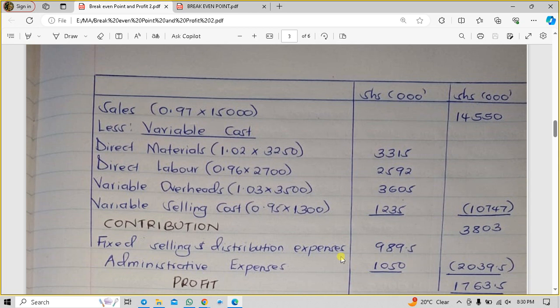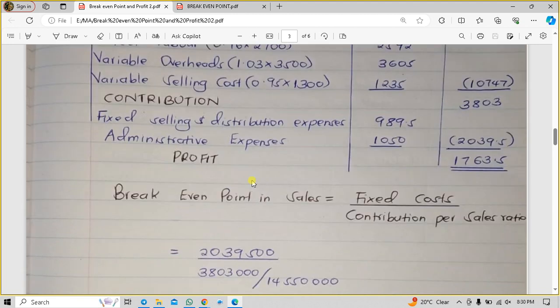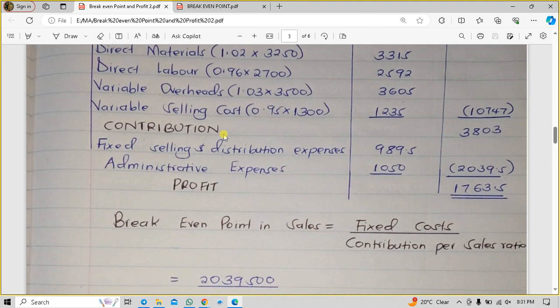I can see I've already calculated the break-even point. So after getting the contribution, you subtract the fixed costs. Fixed costs kuna administrative, selling na manufacturing. Add them, then you subtract for you to be able to get profit. So is there anyone who has not understood ama hajapata contribution?